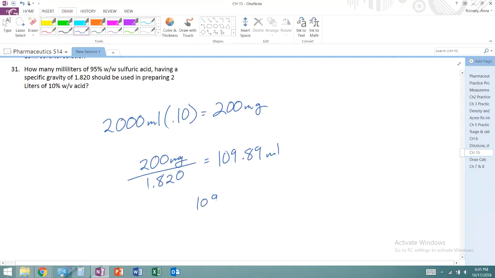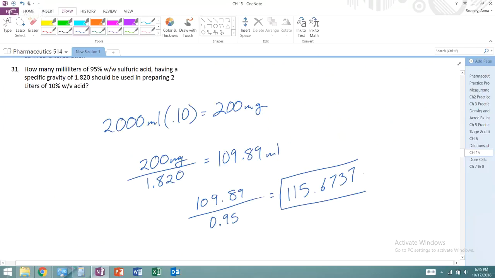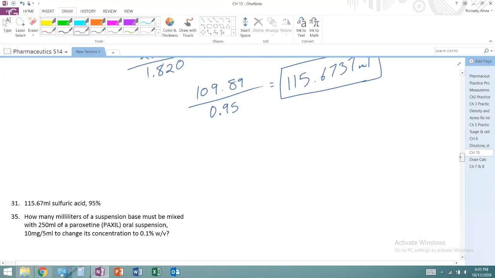So just take this and you divide it by 0.95 because that is our percentage. And you find that is 115.6737 milliliters. Really just 115 and a half-ish milliliters of acid that you have to add that's 95%.